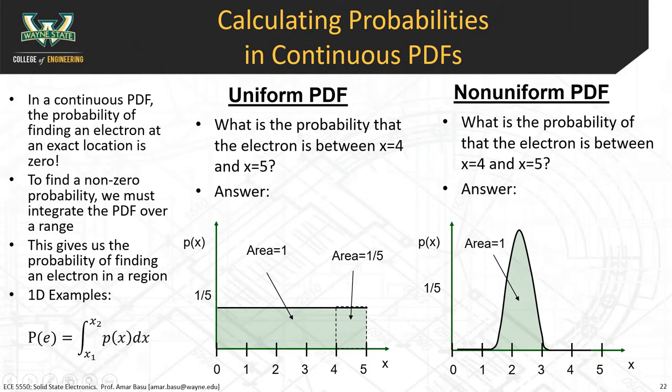What's the probability of finding an electron between x equals 0 and x equals 5? 100%. This is what we refer to as the entire domain. The probability density function exists over a domain between x equals 0 and x equals 5. The probability of finding an electron over the entire domain is always equal to 100%, or 1. Okay? Because the electron has to exist somewhere.